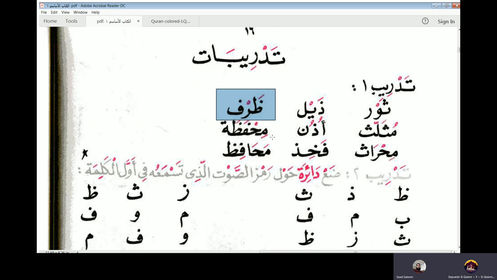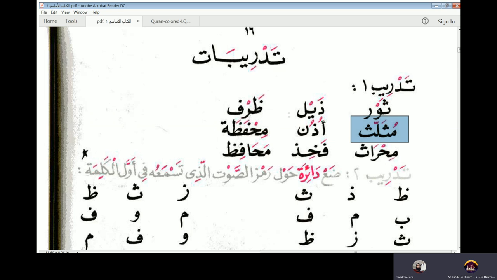Zarfun is the envelope. Yes, envelope. Good. And then I go back to the right, to muthallathun. Muthallathun? Am I missing it? Muthallathun. Fatha. Muthallathun is... Muthallathun.